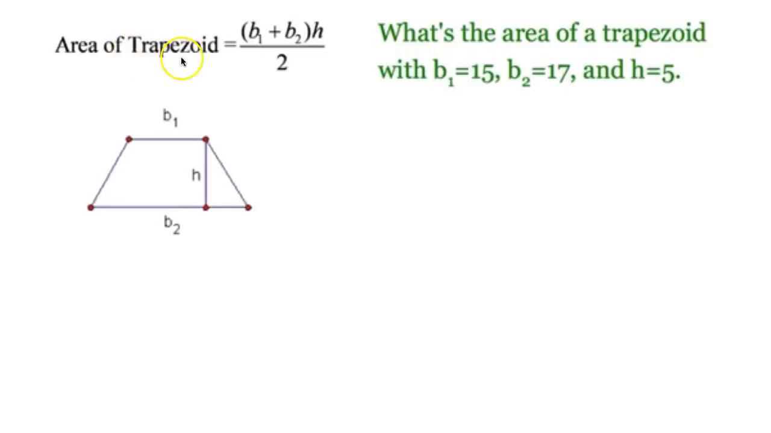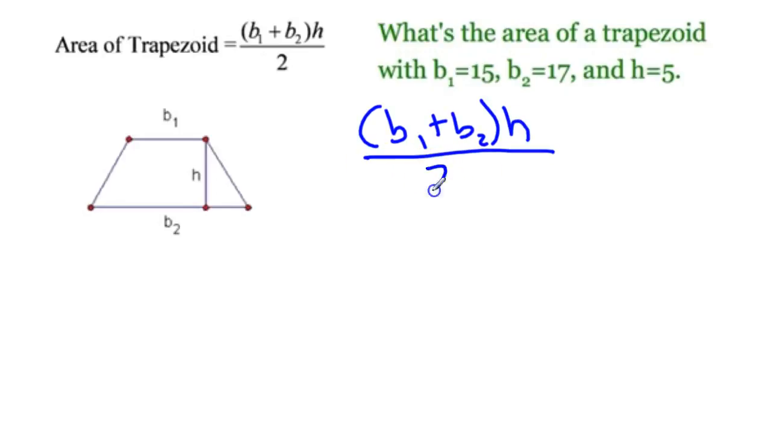Find the area of a trapezoid. This is a trapezoid. That's the formula. What's the area of a trapezoid with B1 equals 15, B2 equals 17, H equals 5? So I look at this formula over here. I'll write it again. B1 plus B2 times H divided by 2.